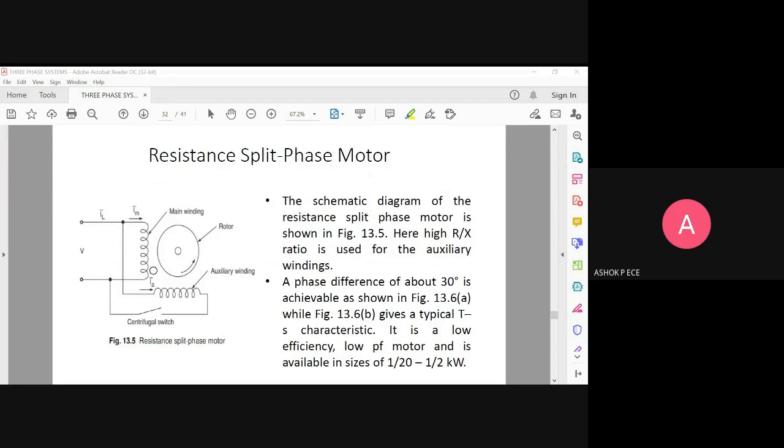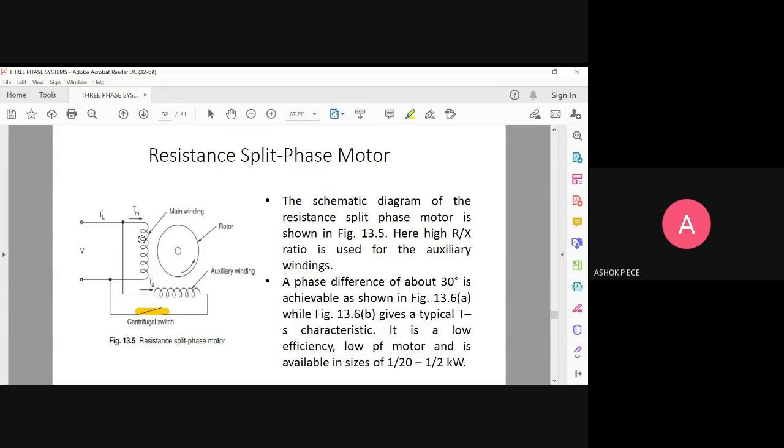Resistance split motor, you see. So the diagram is shown here. You see here, I am going to have a switch. As soon as the motor is started, this switch will move upward, so the auxiliary winding is cut off. So this motor behaves like a single phase, single winding motor.